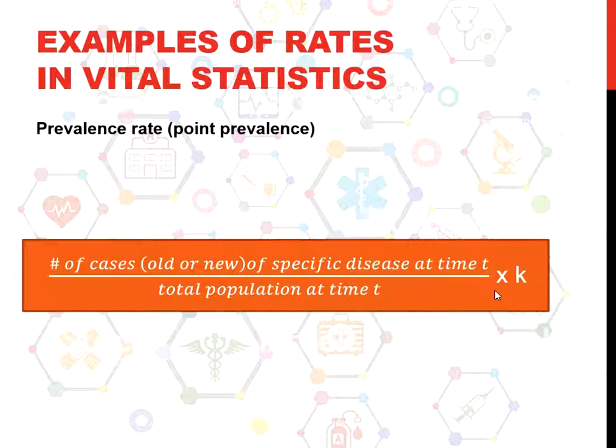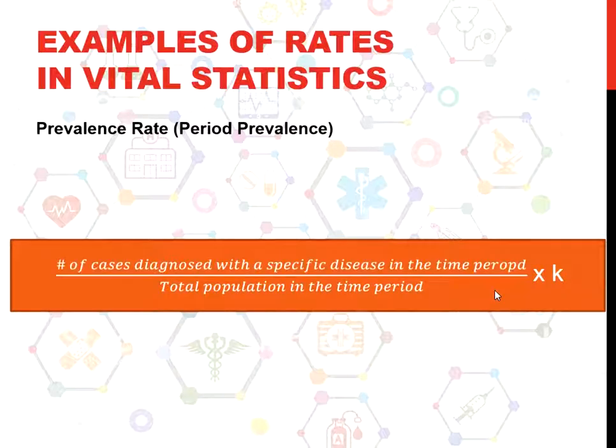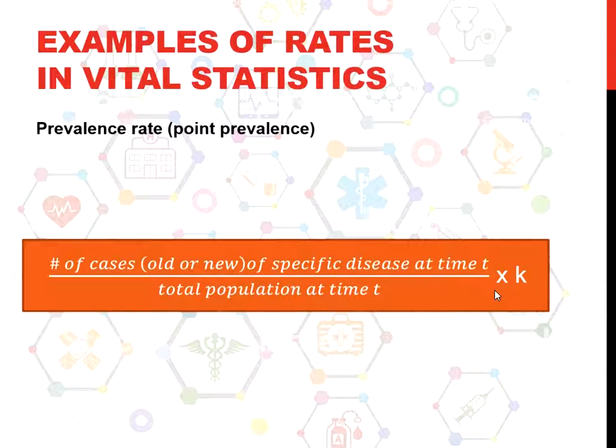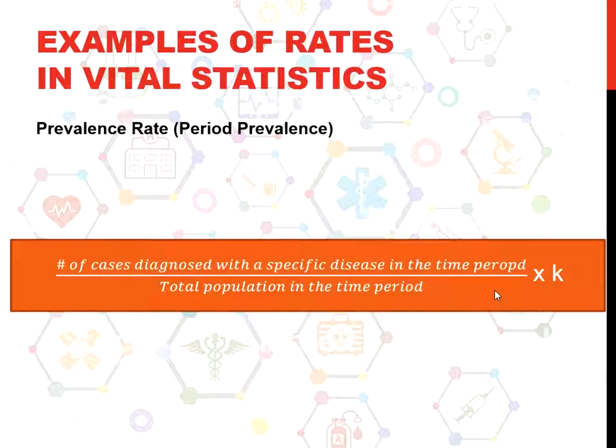Okay. So, number of cases of specified disease at a time and total population at a time. Diba, yung ating incidence, yung number of new cases. Ito naman, number of total cases, old and the new. So, pag period prevalence, isang time period yung ating nilagay dito. Okay, so ito at a specified time. Ito naman at a given period. So, total population in the time period. Okay.